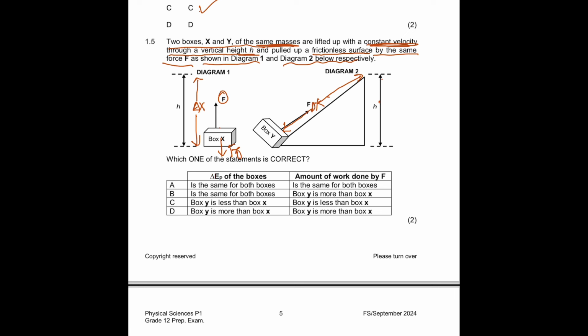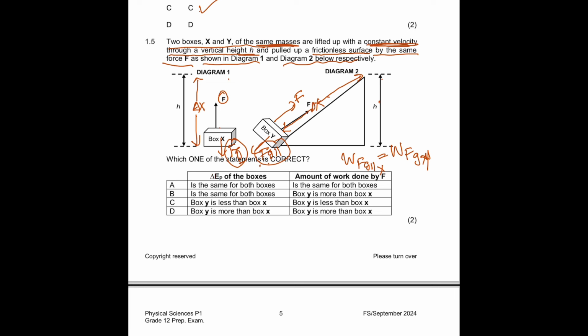And the forces: there's a force there, and there's a gravitational force, which is F_G parallel. In this case, the work done by the two forces is going to be the same because they are conservative forces. The gravitational force is a conservative force. So the work done by the gravitational F_G parallel is going to be the same for both X and Y, right?